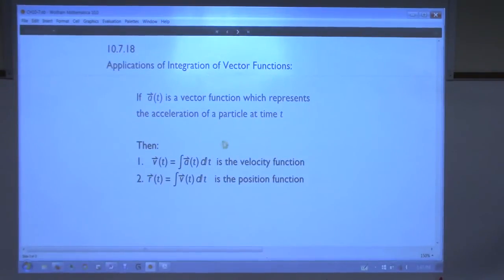Applications. So what the heck does it mean, right? Well, if a of t is the acceleration function, then the antiderivative is the velocity function. And then, of course, the antiderivative of the velocity would be the position. So we just did that. There's a way to recover from the acceleration function back to the position.